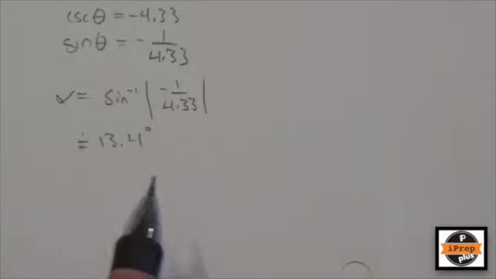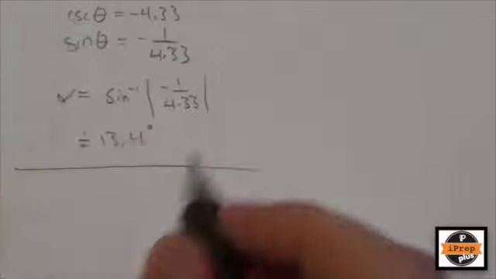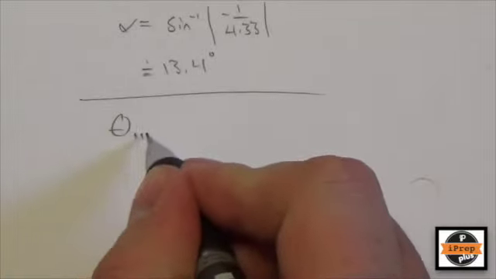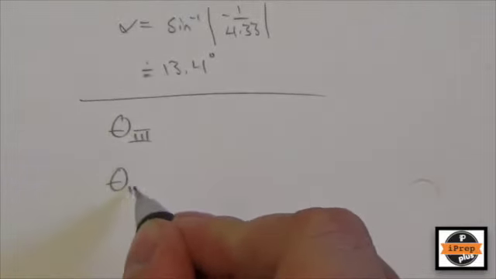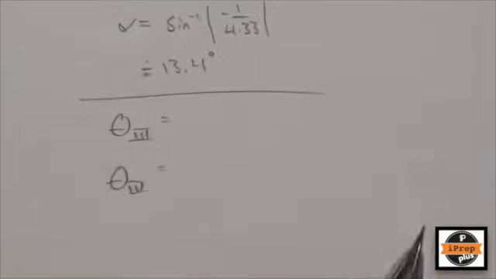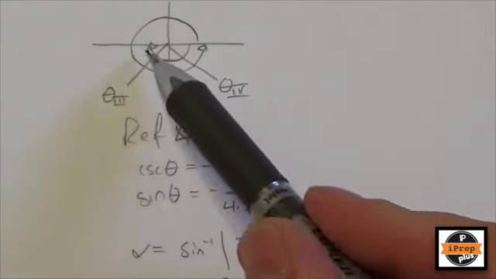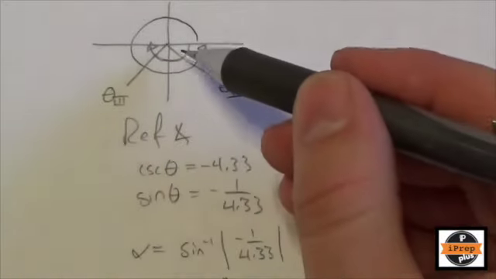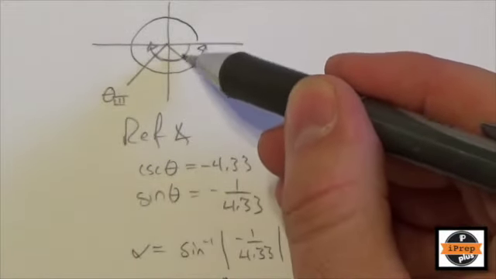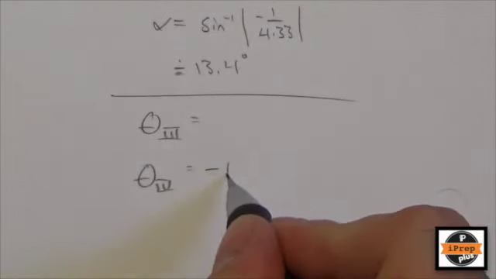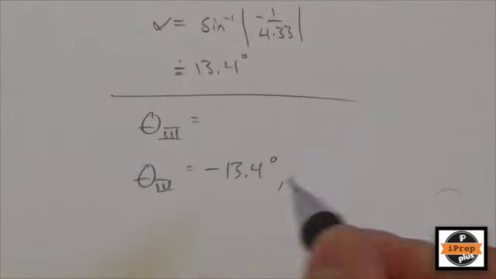So now we just need to take that reference angle and put it into the proper quadrants. So remember the two quadrants that we're working in, quadrants 3 and 4. So we're going to get third quadrant angles and fourth quadrant angles. Now what we'll do here is we'll focus on the negative rotation first. So if we come down here into the fourth quadrant, the first angle we're going to bump into is going to be negative 13.4 degrees.